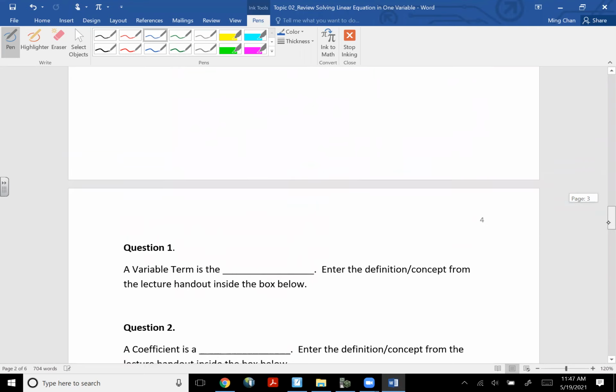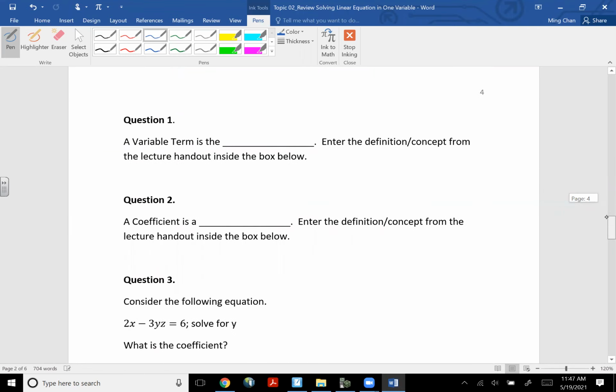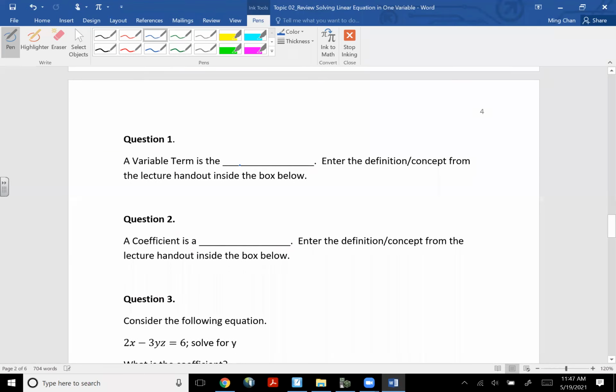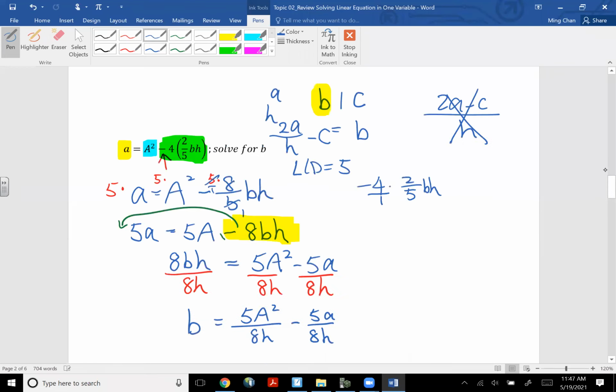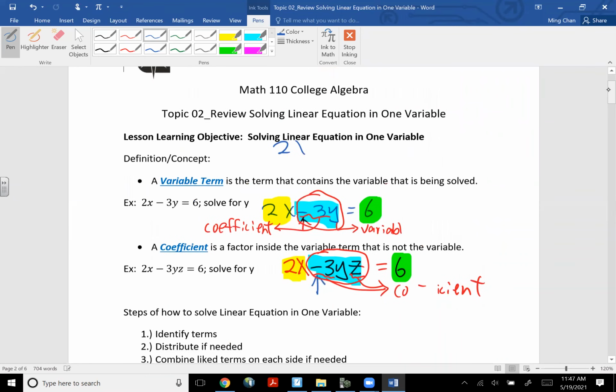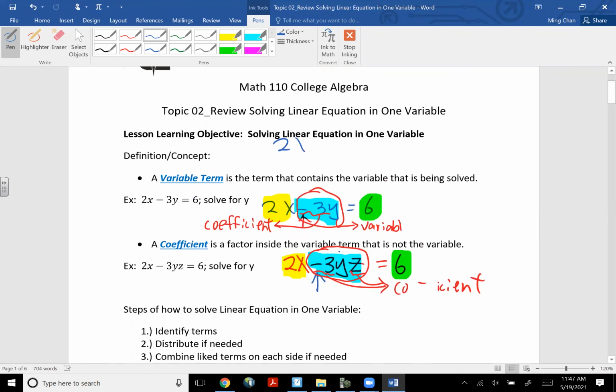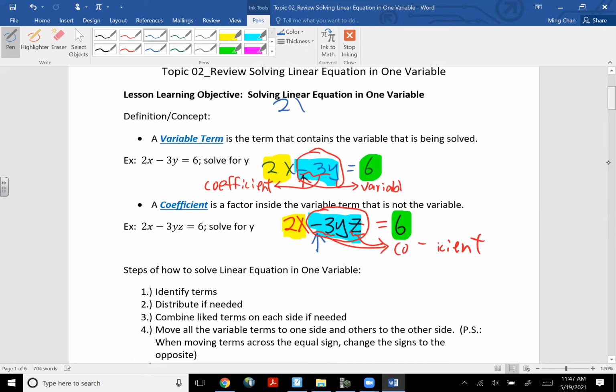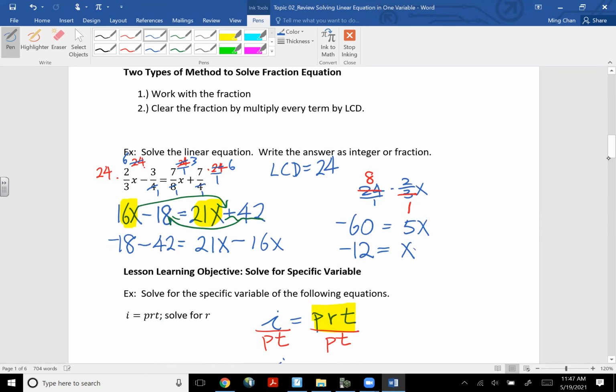Well, let's take a look at some homework problems. By definition, on the handout, a variable term is a term that contains a variable. A coefficient, by definition, is a factor inside the variable term that is not the variable. So just copy it down for question number 2.